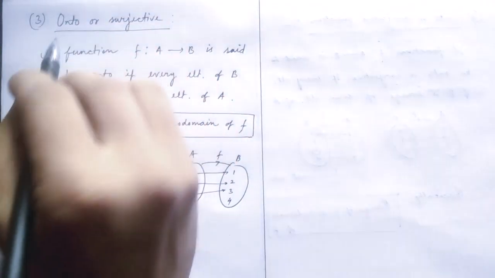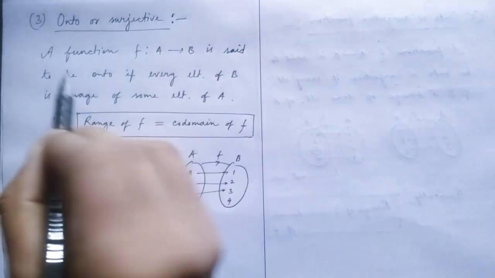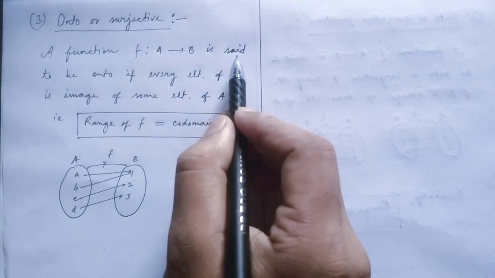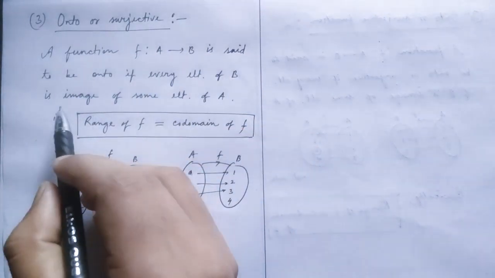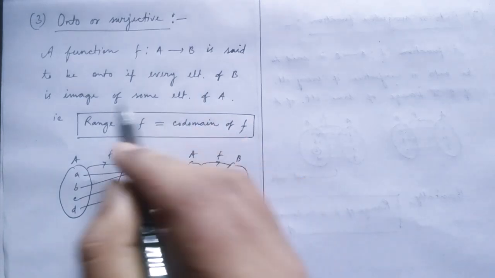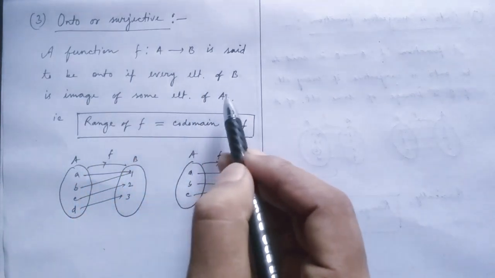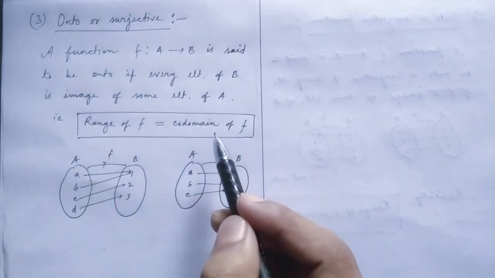So the next one is onto or surjective. A function f from A to B is said to be onto if every element of B is the image of some element of A. That is, the range of f is equal to the codomain of f.